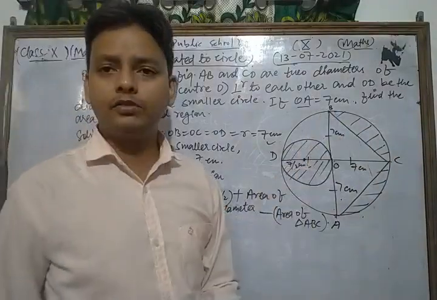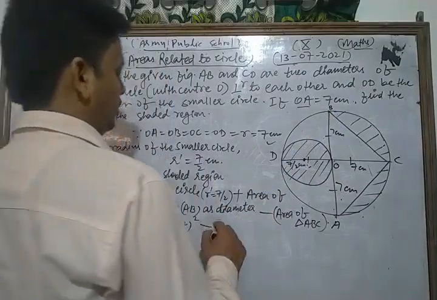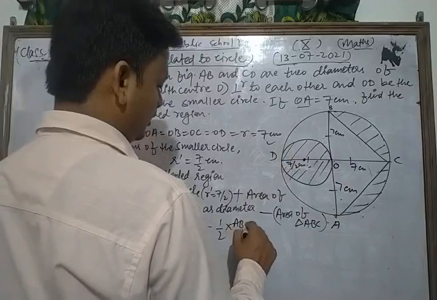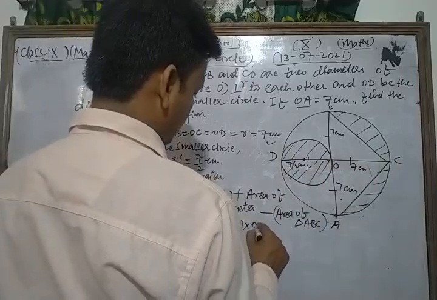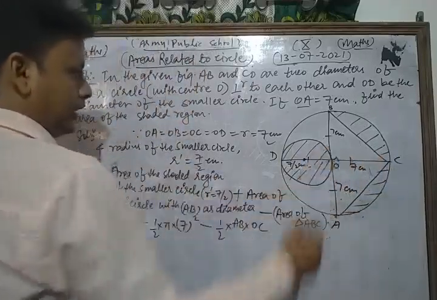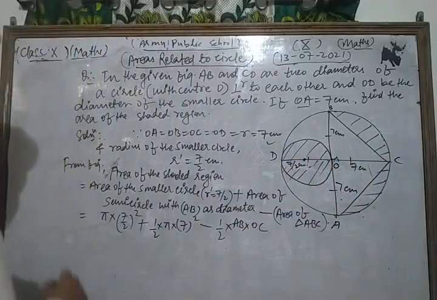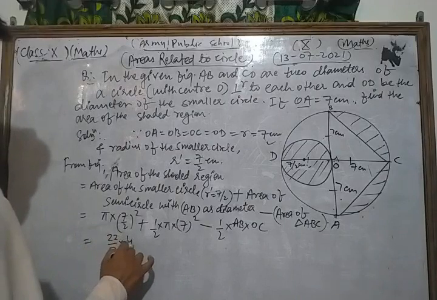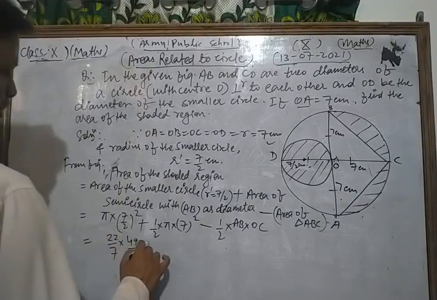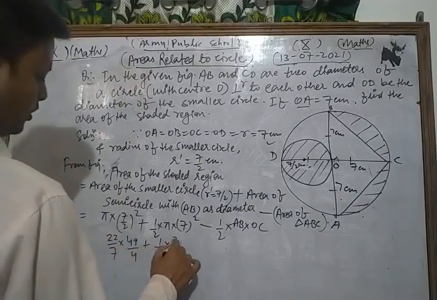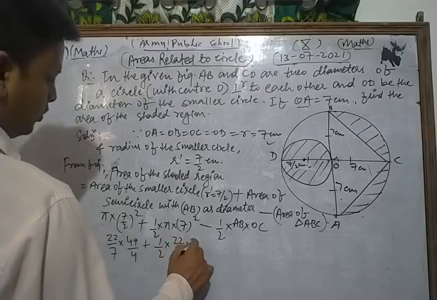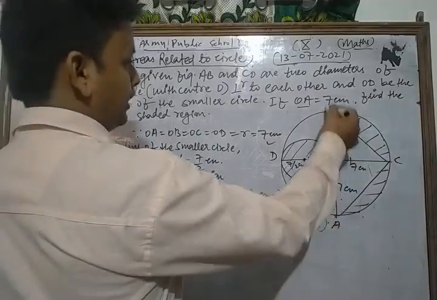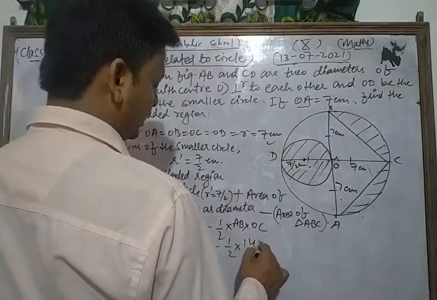Now area of triangle ABC is 1 upon 2 base into height. So 1 upon 2, base as AB, height as OC, because this is perpendicular to that. Now we simplify them: 22 upon 7 into 49 upon 2 into 4, plus 1 upon 2 into 22 upon 7 into 7 into 7, minus 1 upon 2 base into height. Base is 7, 7 AB is 14, height is 7.